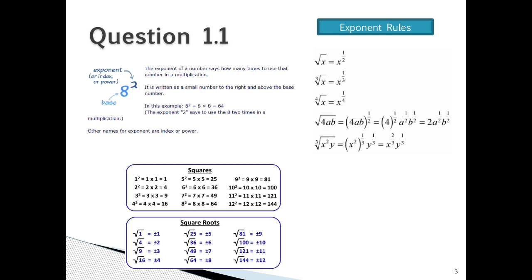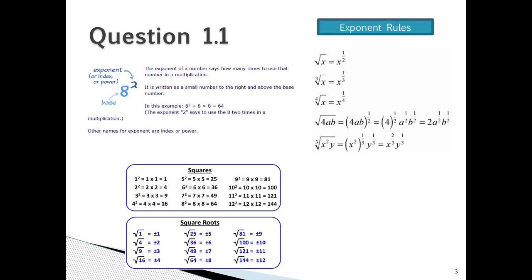It is important to know our squares and our square roots. The square root of 1 is 1, the square root of 4 is 2, the square root of 9 is 3, the square root of 16 is 4, the square root of 25 is 5, the square root of 36 is 6, the square root of 49 is 7, the square root of 64 is 8, the square root of 81 is 9, the square root of 100 is 10, the square root of 121 is 11, and the square root of 144 is 12.